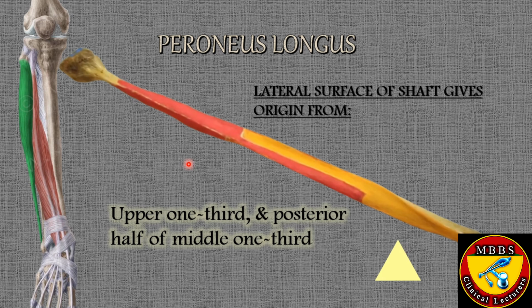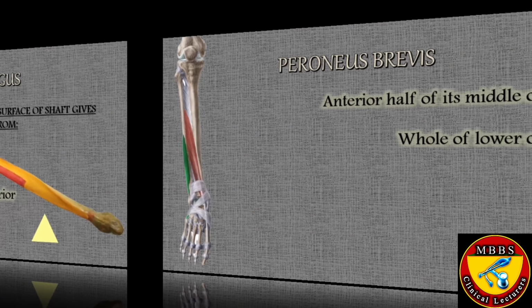So this is the anterior half and this is the posterior half. This is peroneus longus, taking origin from the upper one third plus the anterior half of the middle one third. This highlighted in red is the origin of the peroneus longus muscle. As you can see in this diagram, this highlighted in green is the peroneus longus muscle, the muscle of the lateral compartment of the leg. So I hope we are clear.